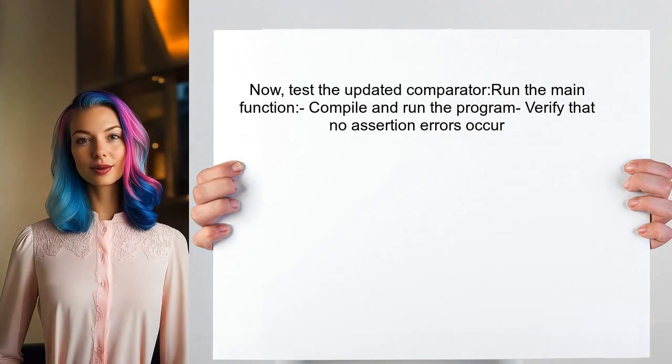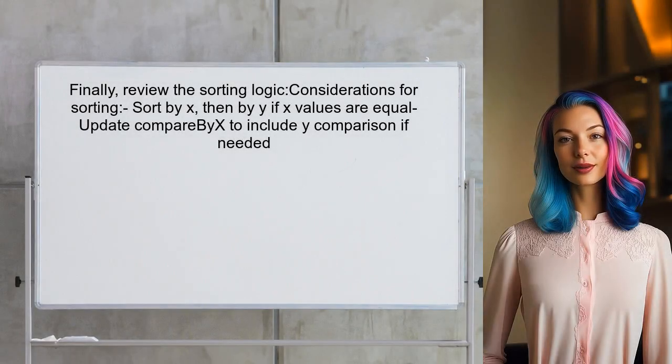Now the user can test the updated comparator by running the main function again. This should resolve the invalid comparator assertion. Finally, the user should review the sorting logic to ensure it meets their requirements. If the points need to be sorted by both x and y coordinates, additional logic may be necessary.